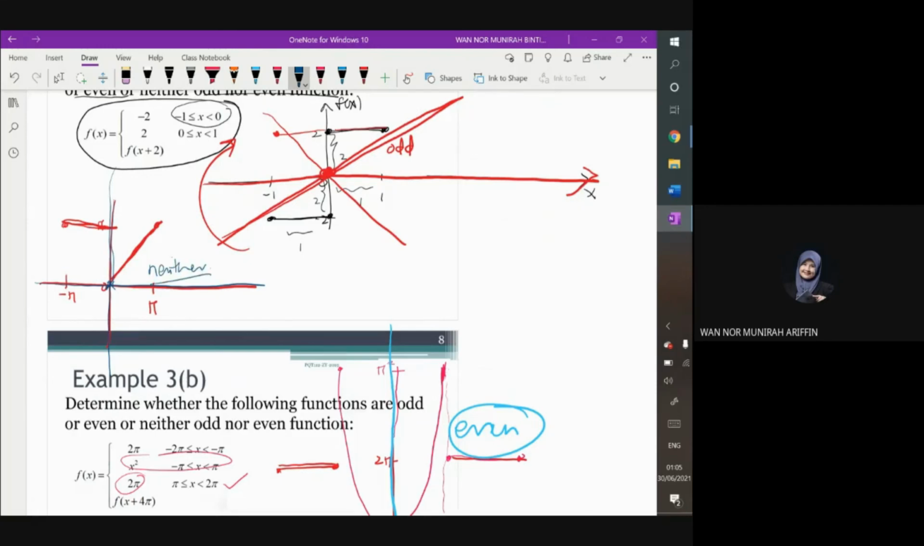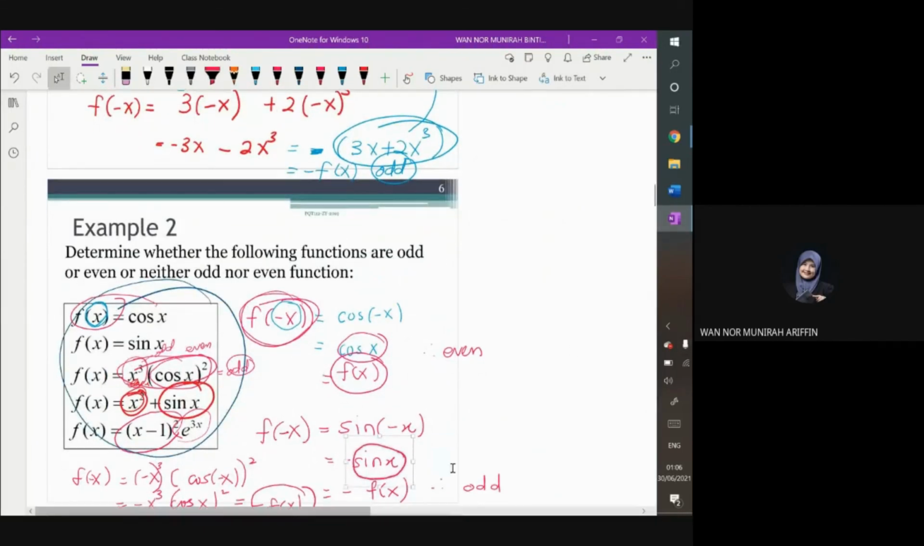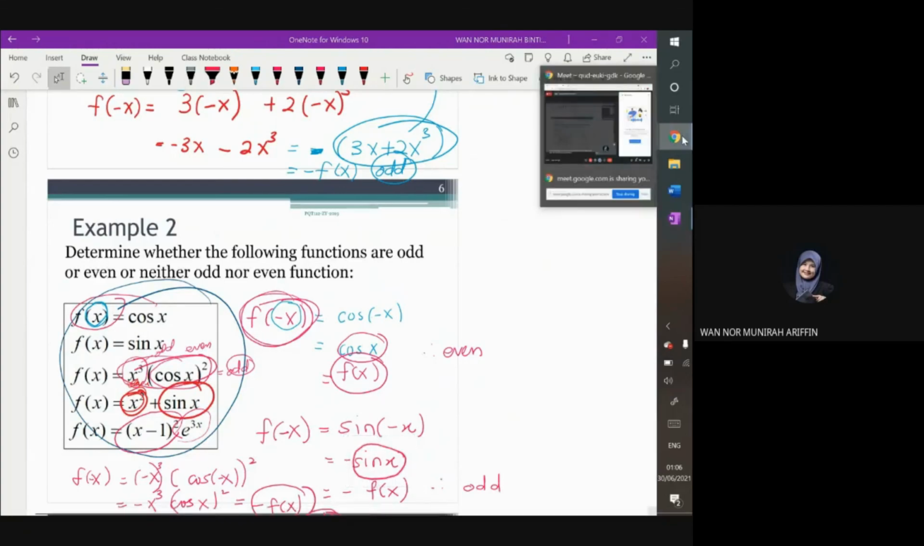So that is the end of our discussion about even, odd, and neither odd nor even function. From the periodic function, how you can determine the period. Then we go to the even, odd, and neither odd nor even function, on how to sketch, and how to prove the type of function by substituting f(negative x) inside your original function. So that is the end of our discussion.